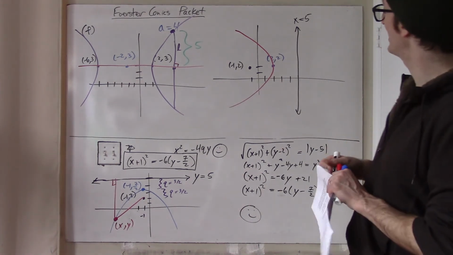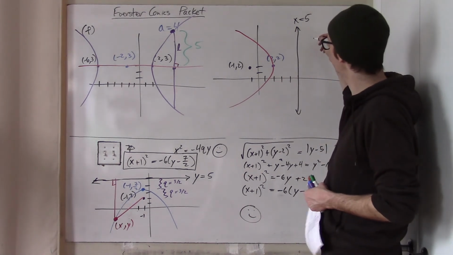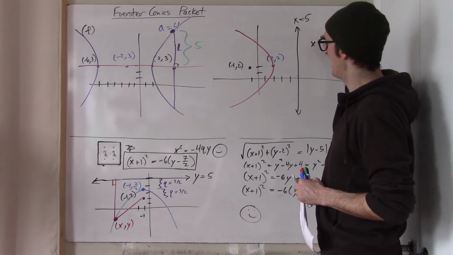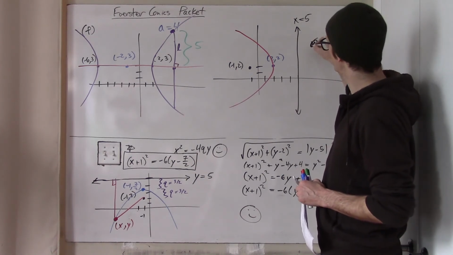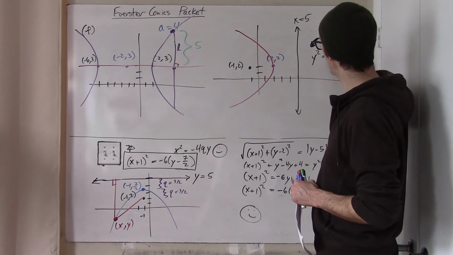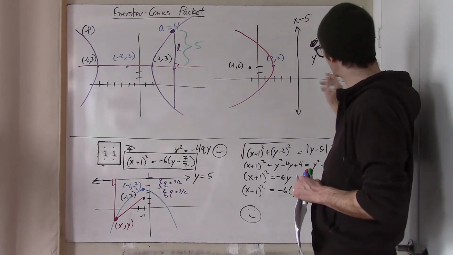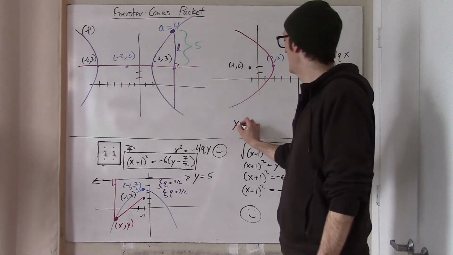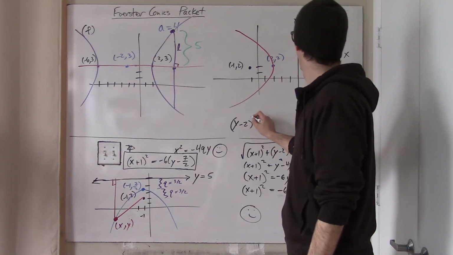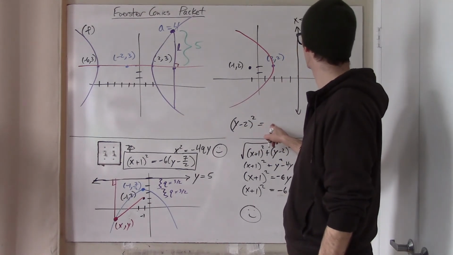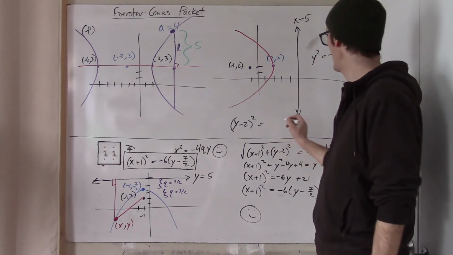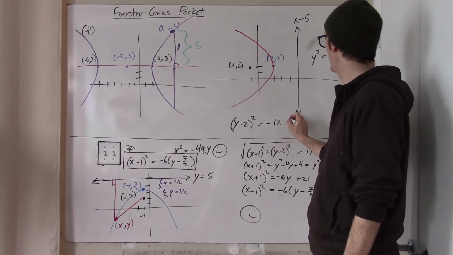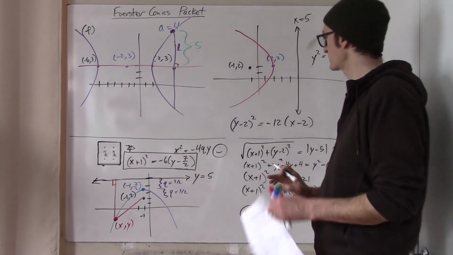So this now should be easy, because what does an opening left parabola look like? It looks like y squared equals negative 4qx, and yeah, y's been shifted by 2, and q is 3 in this case, so that's negative 12x minus 2. So that was actually quite simple.